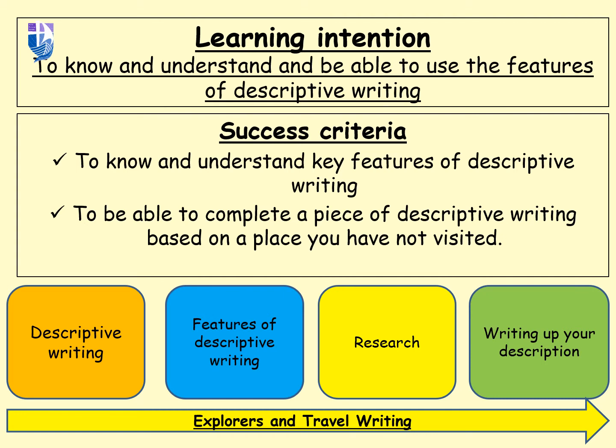So these are the 4 different things that we're going to do. We're going to start off by looking at some of the features of descriptive writing. You're then going to research a particular place that you're going to write about. And then you're going to write up your description. And this video will guide you through exactly what I want you to do for this particular piece of work.